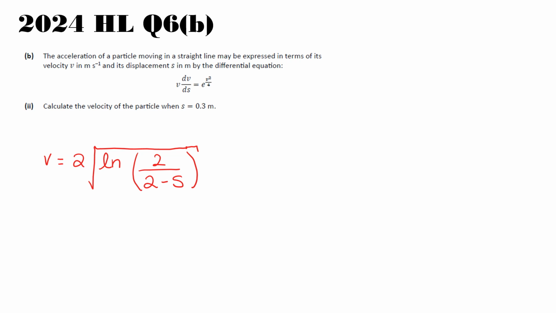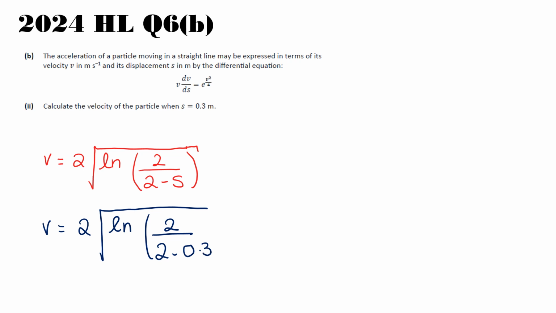So part 2 says calculate the velocity of the particle when s is equal to 0.3 meters. So our answer for part 1 we have here in red, and we can plug our s straight in and then go to our calculator. So we don't need to go and find an earlier line in our previous calculation. We can use our answer. It's going to be very, very straightforward. We get 2 over 2 minus 0.3. Put that into our calculator and, correct to 2 decimal places, we get 0.81 meters per second.